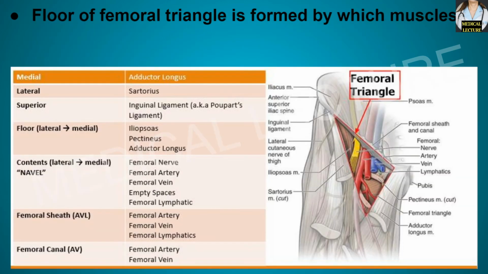Now the floor of the femoral triangle is formed by which muscles? So it is formed by the adductor longus and the pectineus muscle medially and psoas major and the iliacus muscle laterally. And what are the contents of the femoral triangle? So just remember this mnemonic over here. NAVEL, that is the femoral nerve, artery, vein, empty space and the femoral lymphatics. This whole chart is very easy and convenient, so just go through this whole chart once.